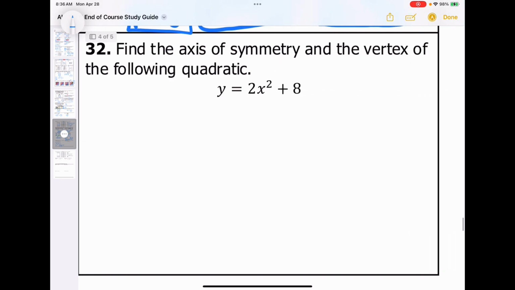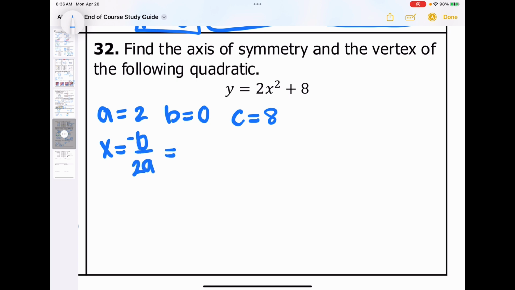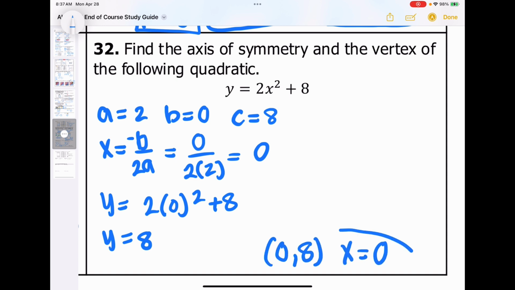All right, number 32, same thing. We're going to find our A, B, and C values. Now I'm going to plug 0 in to find the rest of my vertex. So my vertex is 0, 8, and then my axis of symmetry is 0.